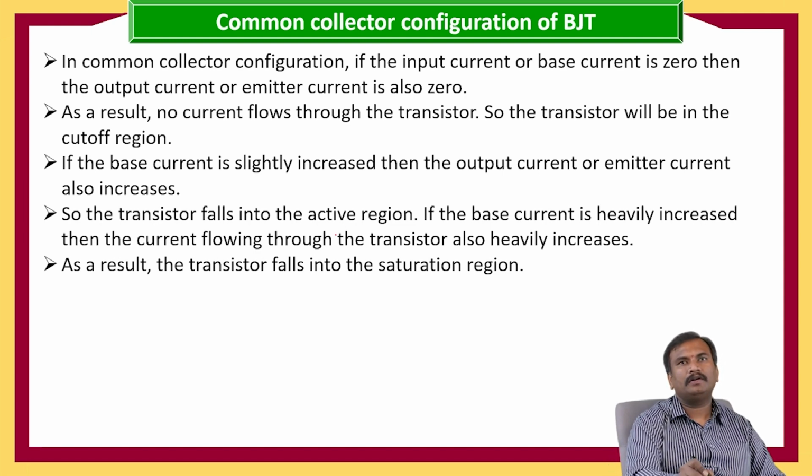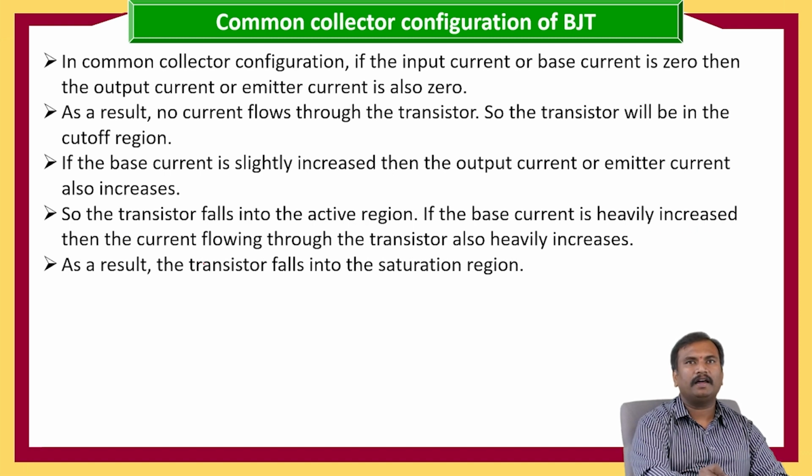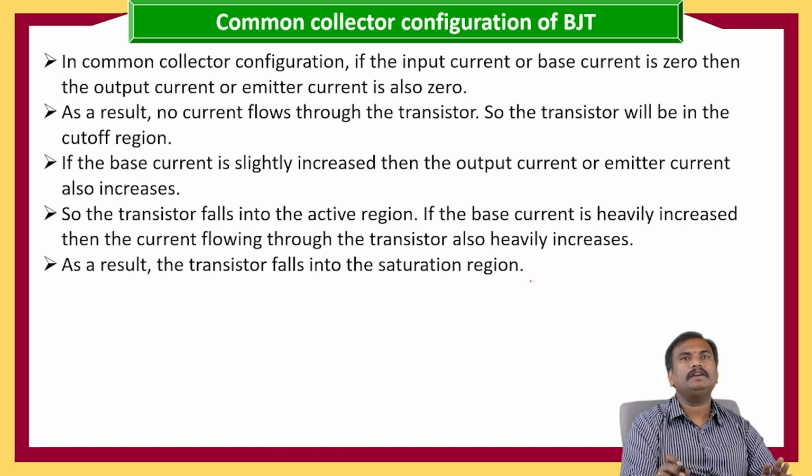And so once the emitter current increases, the transistor falls into active region. If the base current is heavily increased, then the current flowing through the transistor also heavily increases. As a result, the transistor will fall into saturation region.